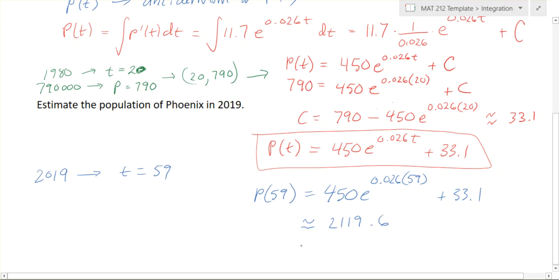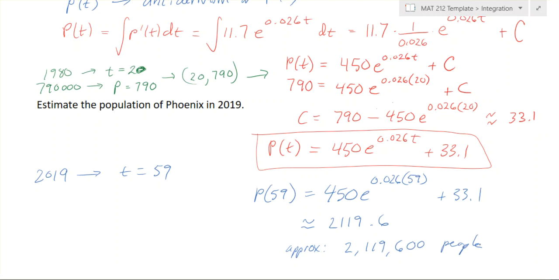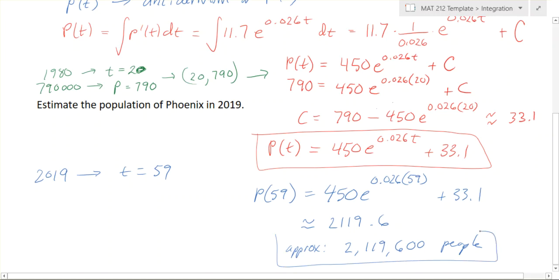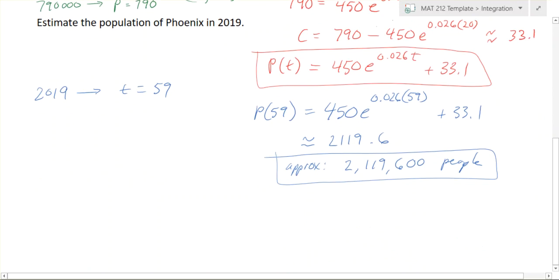So I would multiply that by 1,000. And that would give me 2,119,600 people. So according to this model, the Phoenix population in 2019 will be about 2.1 million people. Okay. I don't know how accurate that is because I haven't been in Phoenix in 2019 yet, but that's our prediction based on this model.